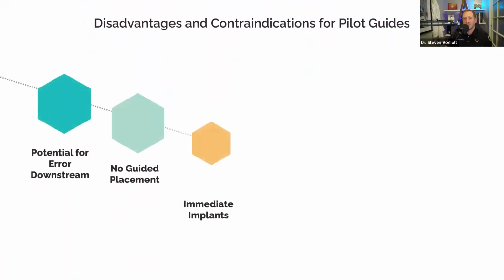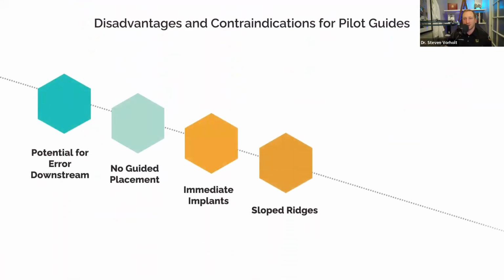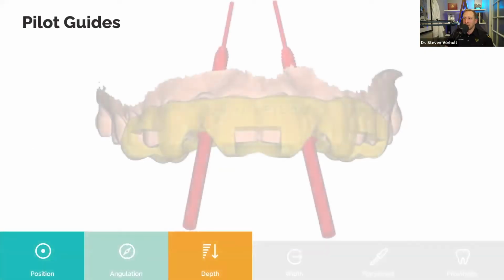One of the disadvantages, of course, is there is some potential air downstream after you've widened with your width increasing drills. And we can't place our implant through the guide because, of course, the guide is only 2 millimeters wide. So it's difficult for things like immediate implants and sloped ridges, because that requires generally different bone manipulation techniques that aren't guided. Okay, so that's pilot guides.